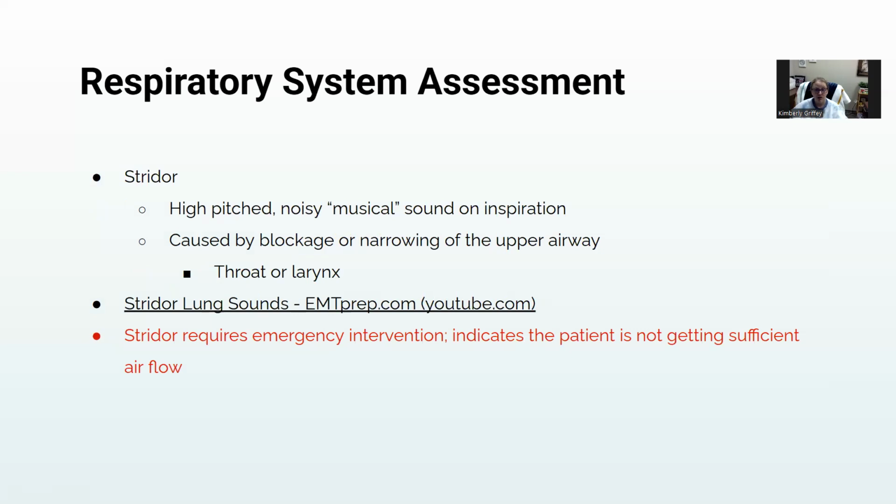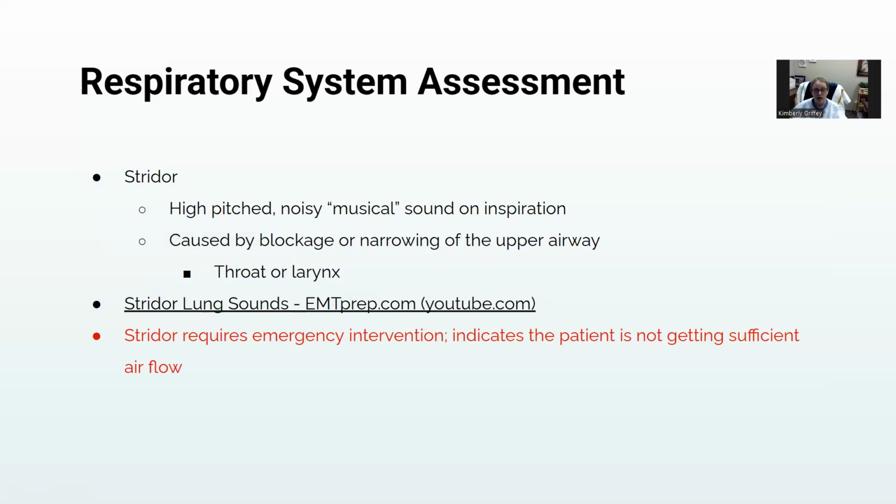And then you have stridor. Stridor is typically something you want to be very mindful of. It's very high pitched and musical, and it's caused by a blockage or a narrowing in the upper airway. So typically it's going to be in your throat or the larynx. And I've got a video here also.